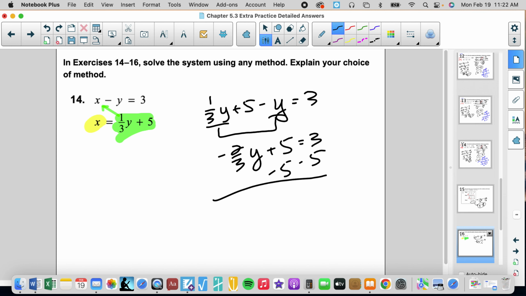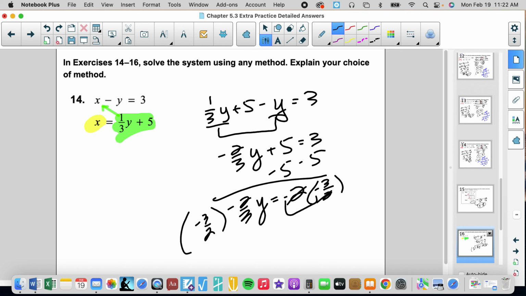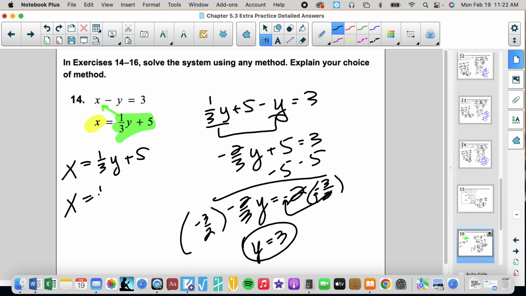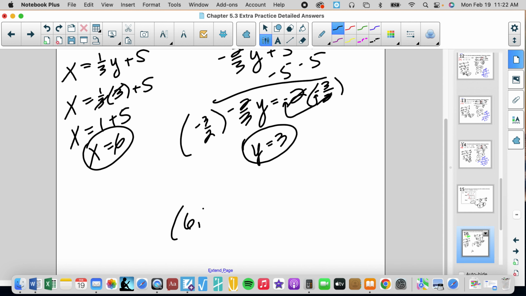Folks, we should be very proficient at combining fractions. We're going to multiply by the reciprocal. These cancel. 2 negatives make a positive. We're left with y equals +3. Go back to this. x equals 1/3 y plus 5. Plugging in 3 for y. These cancel, numerator, denominator. x equals 6. So my solution is 6, 3. Boom.